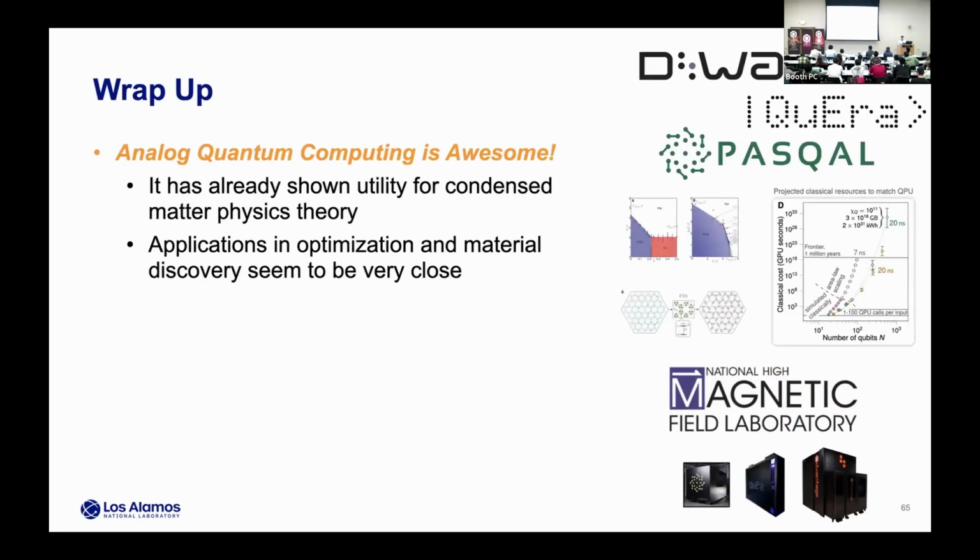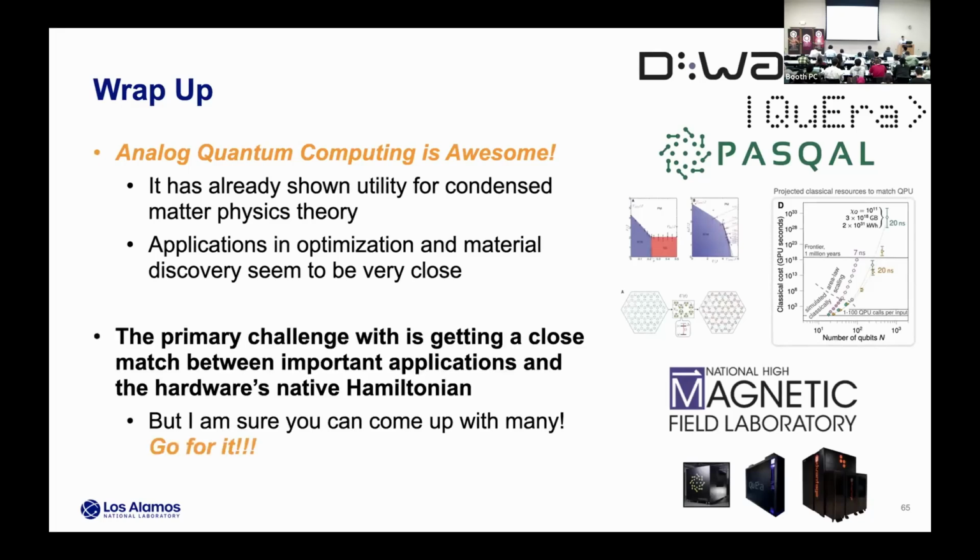But just to wrap up, I think analog quantum computing is awesome. I hope I might have started to convince you today as well. I think it's already shown a lot of utility for condensed matter physics, and we're starting to see potential applications in optimization and material discovery. The primary challenge is how you get this close match between the application you want to solve and the hardware's native Hamiltonian. But I'm sure you guys are really smart, and now that you've seen what is possible, you can come up with a lot of good ideas. So please go for it, write awesome papers, and thank you for your time.